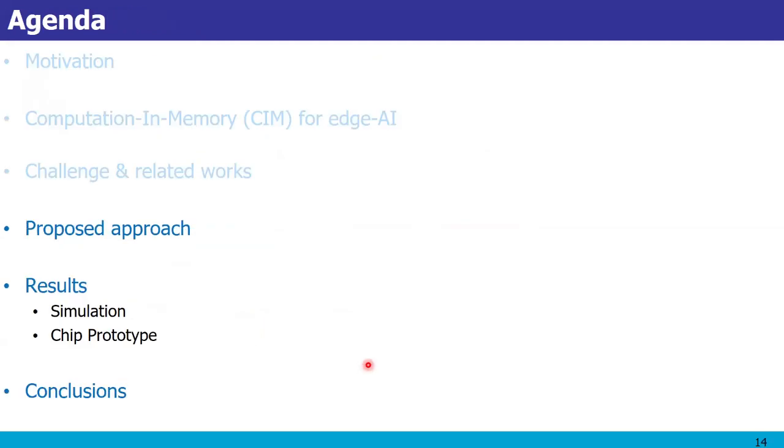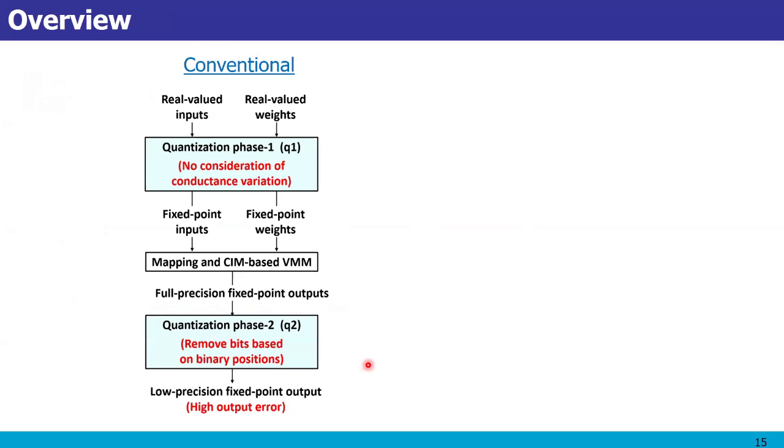And that's where the quantization approach comes into the picture. We'll start with a brief overview of how the conventional quantization and the proposed quantization look. I'll start with the conventional quantization. The standard flow is you have your real valued inputs, the activations, and your real valued weights. You first quantize them both to fixed point, deploy them on the computation in memory hardware, and get your full precision output. If you directly propagate the full precision output to the next layer, the bit sizes keep prohibitively increasing through a network, and actually they don't contribute much to the accuracy.